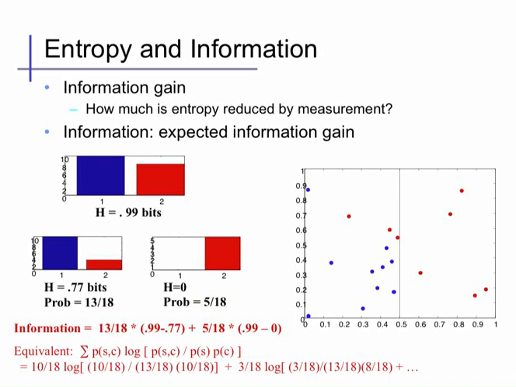We then calculate the information gain as the weighted difference of entropies. So we calculate the probability that we went down the left-hand branch, 13/18ths, times the difference in entropies, 0.99 minus 0.77. We add to it the probability that we go down the right-hand branch times the difference in entropies on that branch, so 0.99 minus 0.